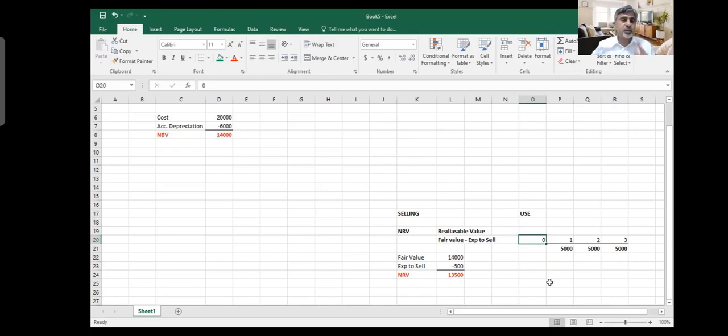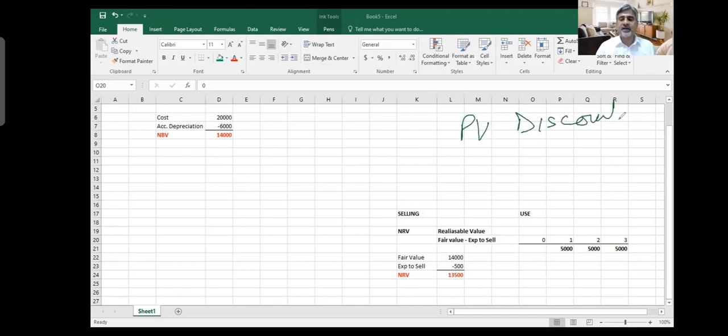And we know the concept of time value of money. We know that 5,000 in year 1 is not equal to 5,000 today, because $1 today is not equal to $1 tomorrow, because money loses value with time. We know present value concept. We know discounted value concept.